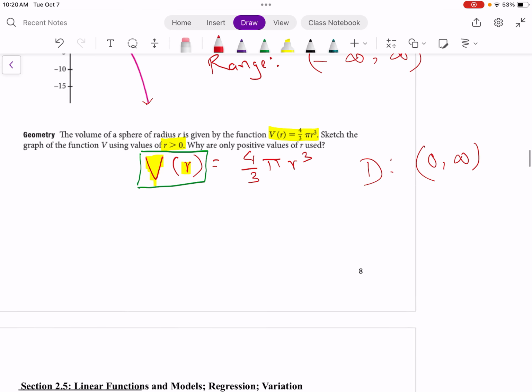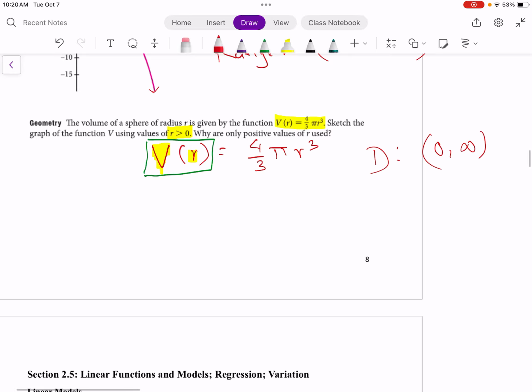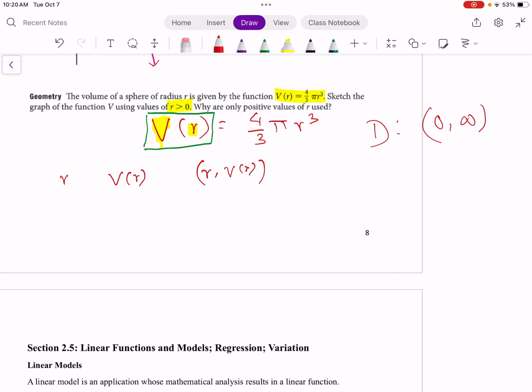Now let's graph this function. To graph, we need the input. Our input is r, output is V of r. Input and output together give a point. Okay, so let's pick r. What r do you want to pick? But make sure your r has to be greater than 0. Now let's pick r equals 1. If r is equal to 1, what will be the volume of the sphere with radius 1? You substitute r equals 1.